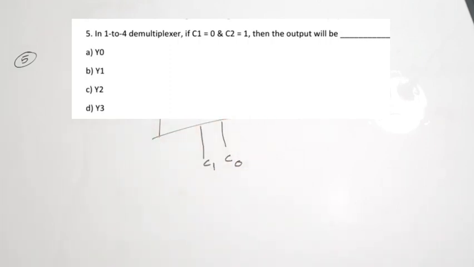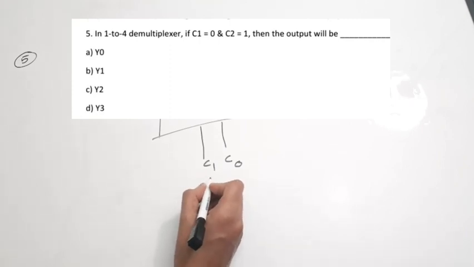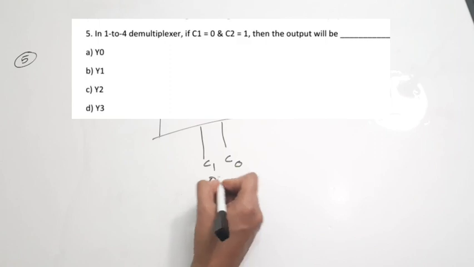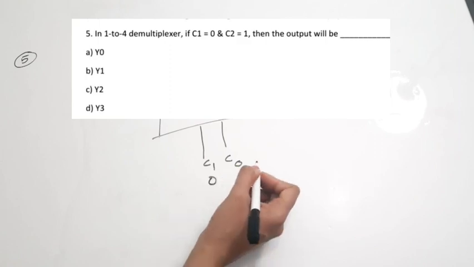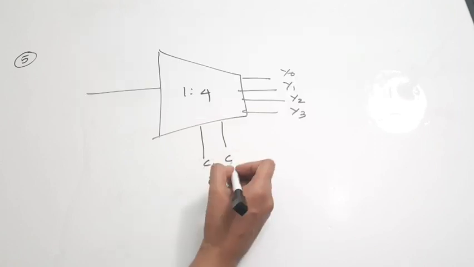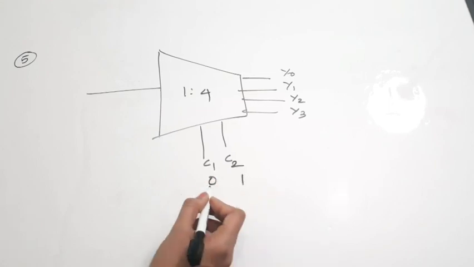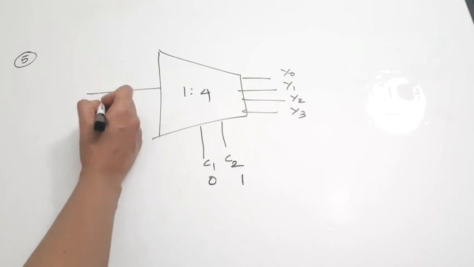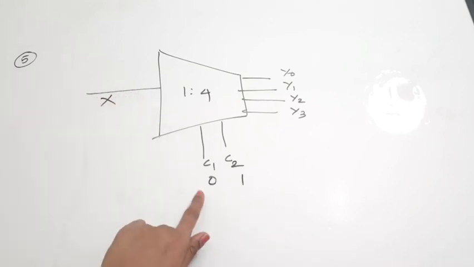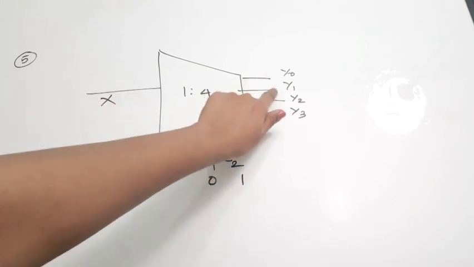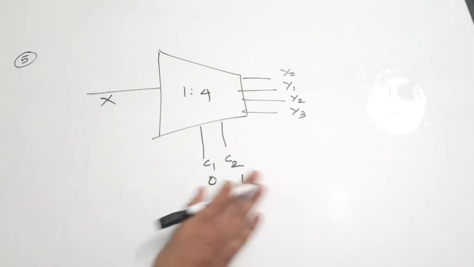Now, the question is asking if select lines is the combination C1 is 0 and C2. It is actually C1 and C2. Okay, so it is C1 and C2, if it is 0 and 1, then what will be the output? Let X be the input. Okay, so for 0, 1, it is actually going to select Y1. Okay, so these are the combinations.